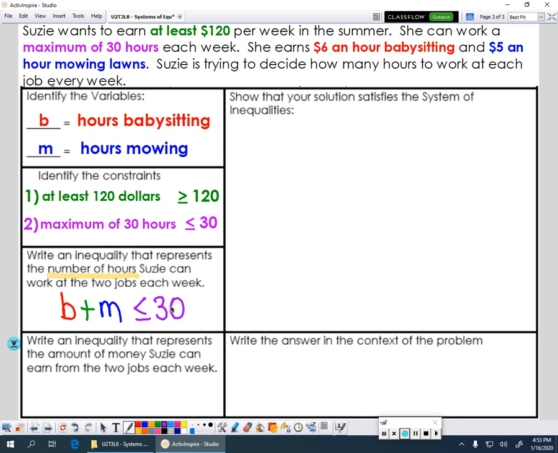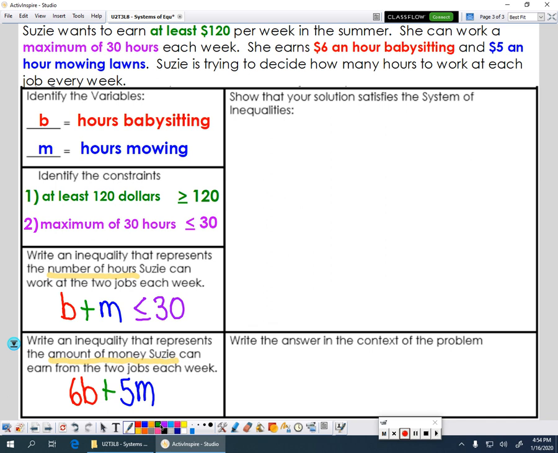That's my first inequality. The second inequality we're going to write represents the amount of money that she can make. So this is going to be a similar type of inequality, except we have to think about money. So we're going to have our hours babysitting, but we also need to think about how much money she makes babysitting, and we're going to multiply those two together. So she's going to get $6 for every hour she babysits, and she's going to get $5 for every hour she mows the grass. Oops, let me make that look more like an M for mowing the grass. And finally, let's think about our constraint here.